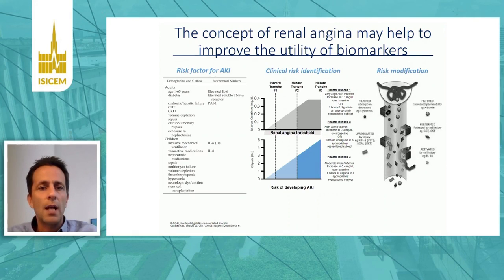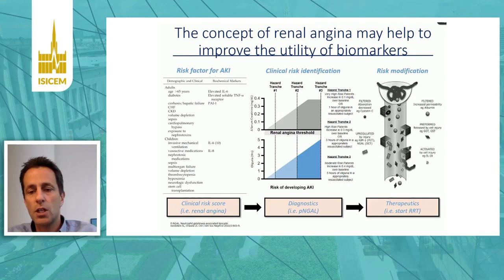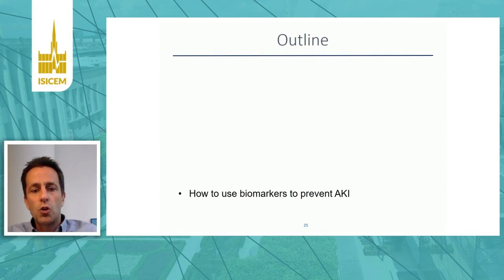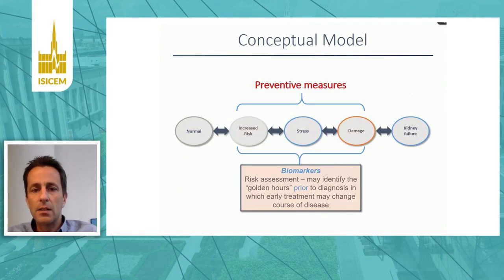This concept says that the biomarkers should only be measured in patients with a certain risk profile. This consists of different risk factors and a certain clinical condition. And if the biomarkers are elevated in these high-risk patients, we can start a therapy, as you can see here. How should we use the biomarkers to prevent acute kidney injury? As I said, the biomarkers can be used to detect the golden hour of acute kidney injury, and that means an increased risk, stress, and kidney damage. So before the kidney function goes down, and at this stage, preventive measures can be implemented.